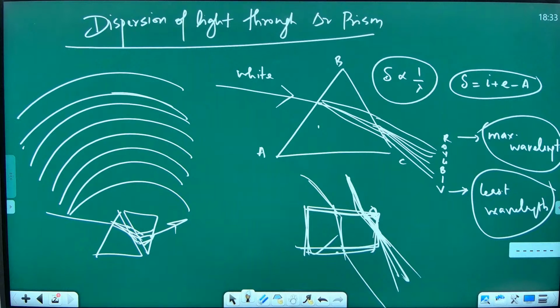Should not make the light enter here. Here also should not. Either this side or this side.